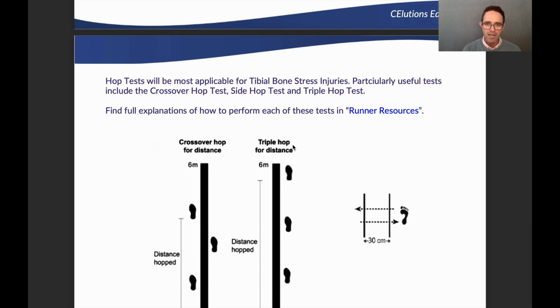Potentially a single leg squat, or potentially a single leg stance isn't enough of a high level functional test to be appropriate for tibial bone stress injuries.